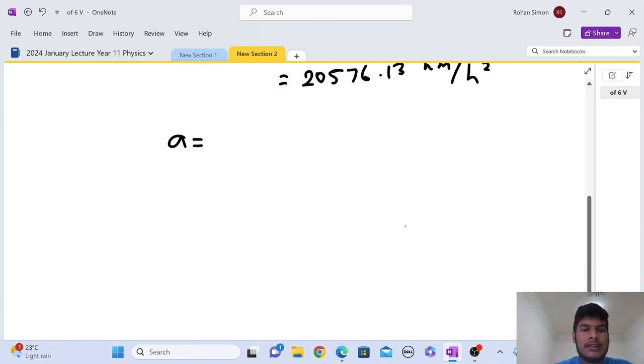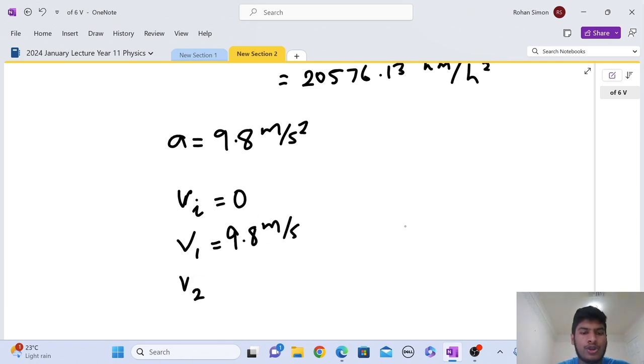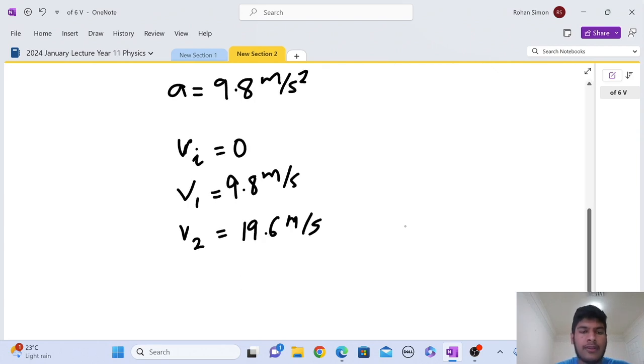If we look at another example, the acceleration of gravity, for example, 9.8 meters per second squared. What does that mean? Let's say the object is initially at rest, so the initial velocity would be 0. After 1 second, it would be 9.8 meters per second. After 2 seconds, it'd be 2 times 9.8, or 19.6 meters per second. And after 3 seconds, putting that in the calculator to make sure we don't make any mistakes, it's 29.4 meters per second, and so on.